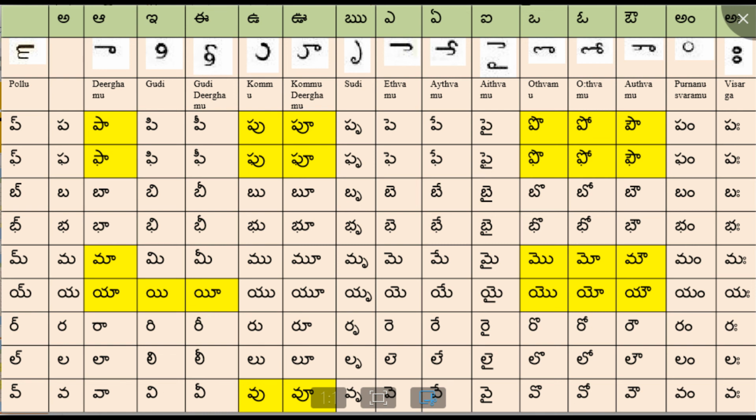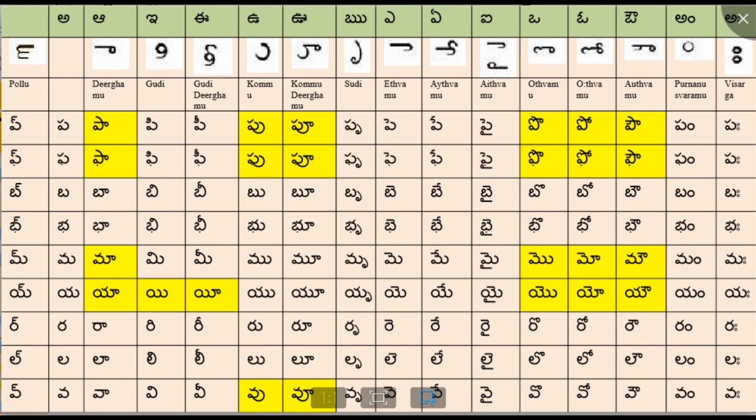If you see, the letters P and P have more exceptions, and how the Dirghamu is written, and how the Komu is attached starting below the consonant, and the Uttvamu, Ottvamu, Auttvamu to modify the consonants P and P. And observe how letters M and Y are written.